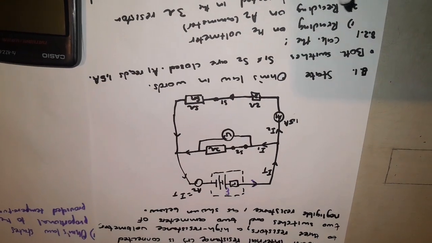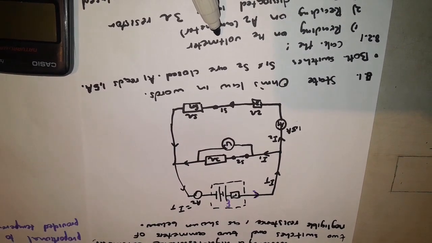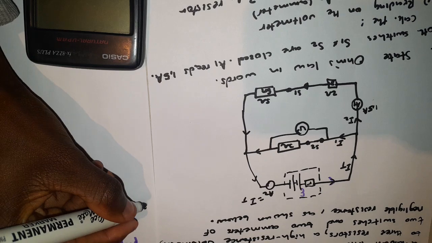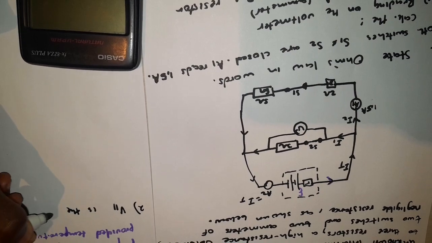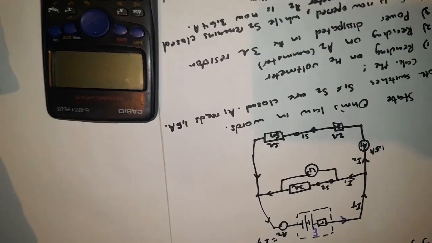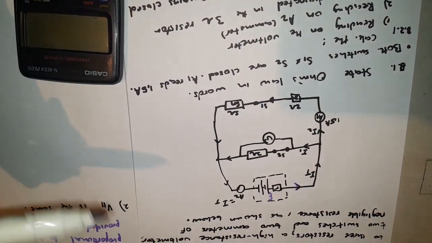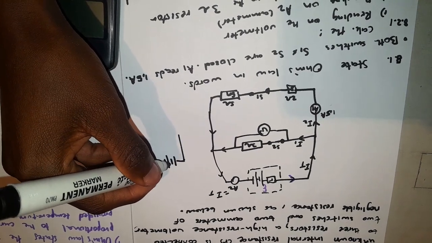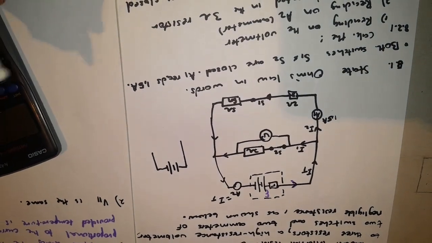Okay, so now let's tackle the question. It says calculate the reading on the voltmeter. Voltmeter, which one? This one. What do we know about resistors in parallel? One thing we know is that the V across parallel resistors is the same. I'm going to draw it in this manner so that I may indicate which ones are parallel to each other.